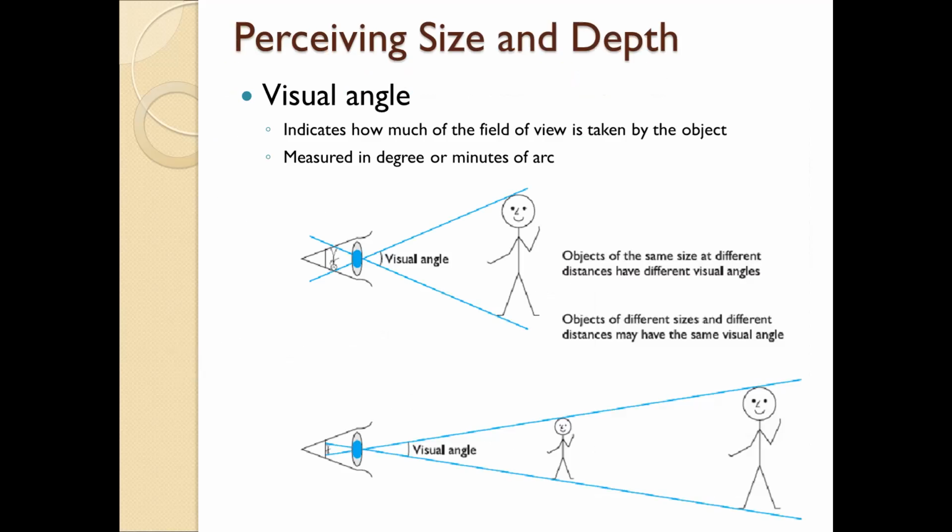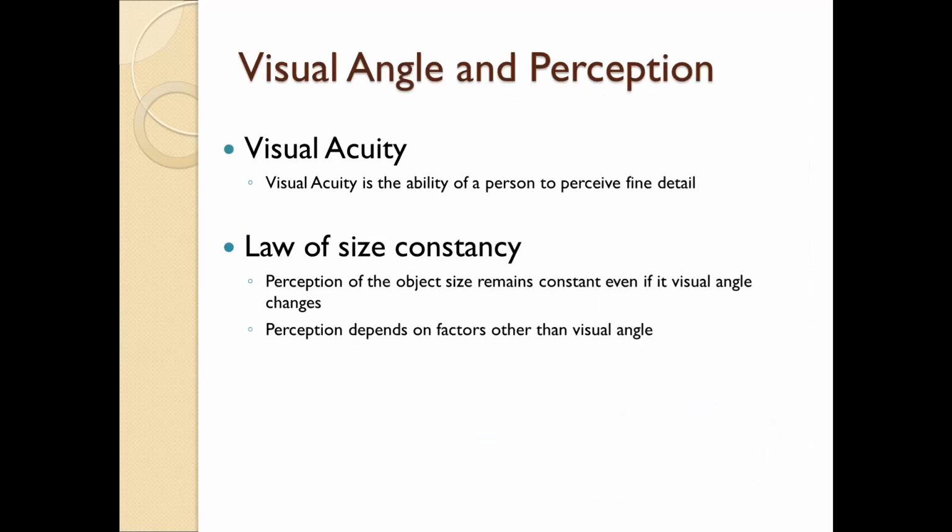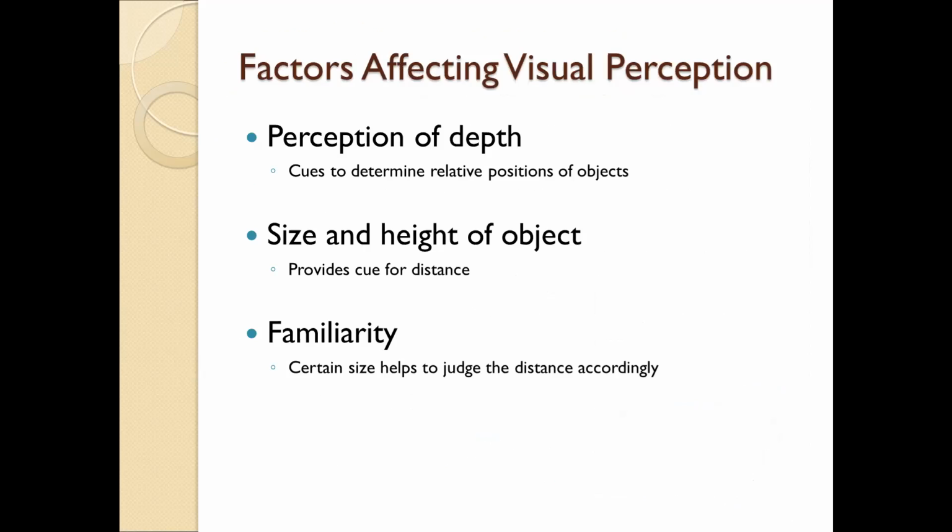Visual angle indicates how an object is measured, in minutes of arc. Visual acuity is the ability of a person to perceive fine detail. The law of size constancy says the perception of object size remains constant even if the visual angle changes. Perception depends on factors other than visual angle. Factors affecting visual perception are the perception of depth, size, and height of objects. They provide cues for distance and familiarity, and a certain size helps to judge distance accordingly.